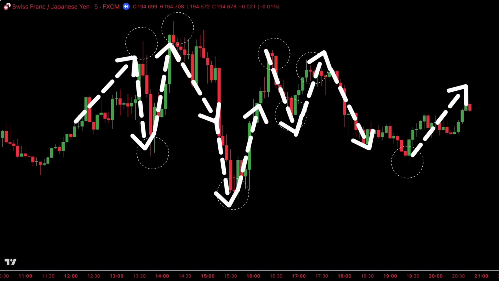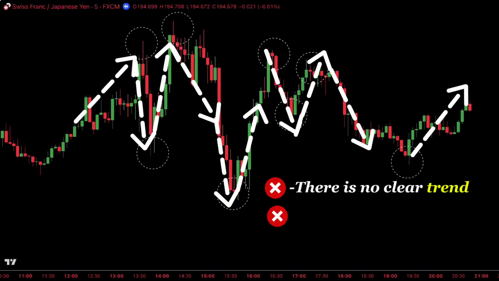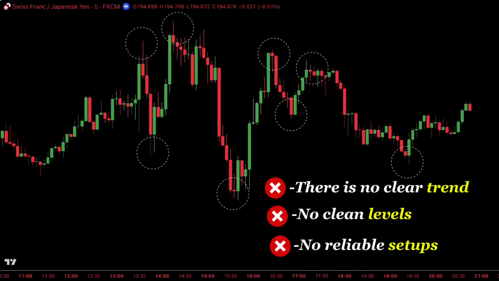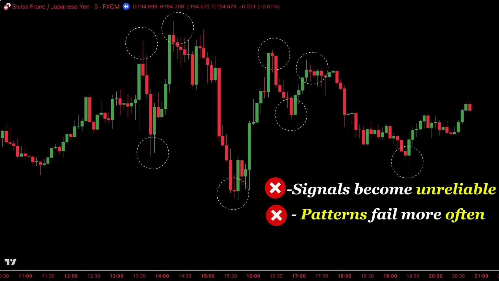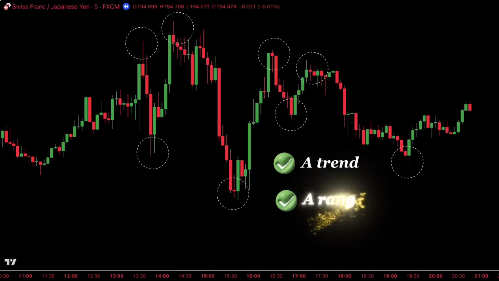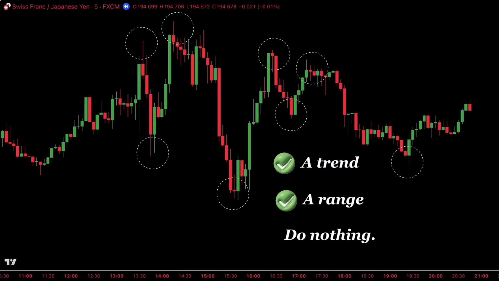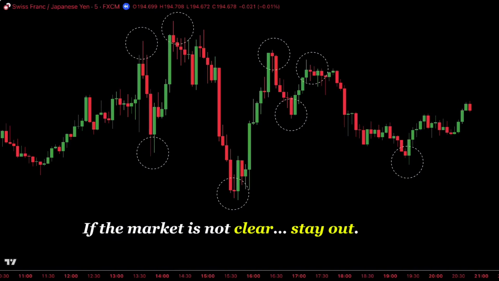This is where most traders lose money, because there is no clear trend, no clean levels, no reliable setups. Signals become unreliable. Patterns fail more often. When you open your chart and you cannot clearly identify a trend or a range, do nothing. Do not try to force a trade. If the market is not clear, stay out.